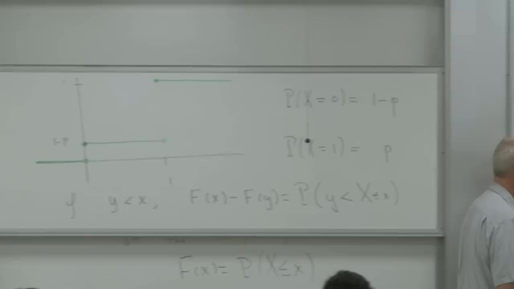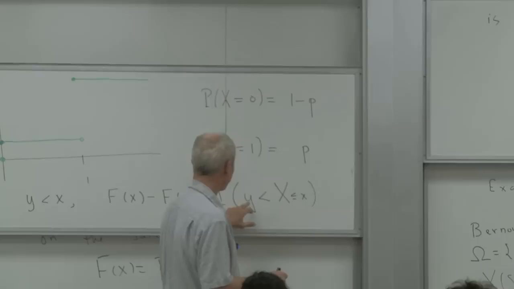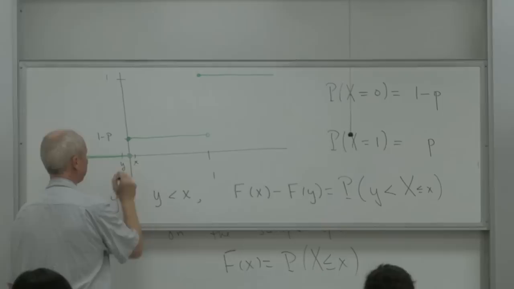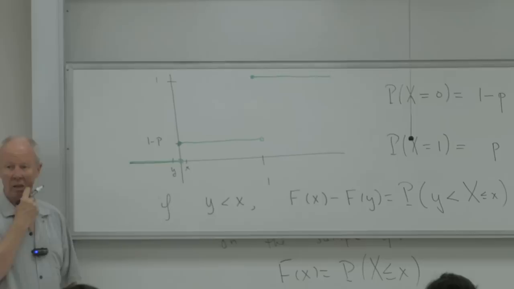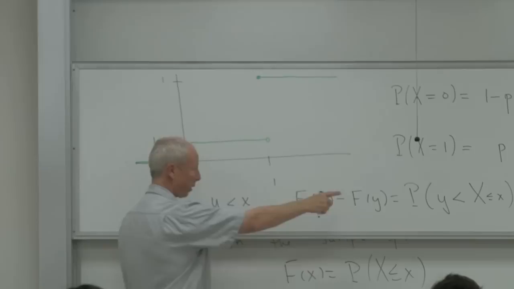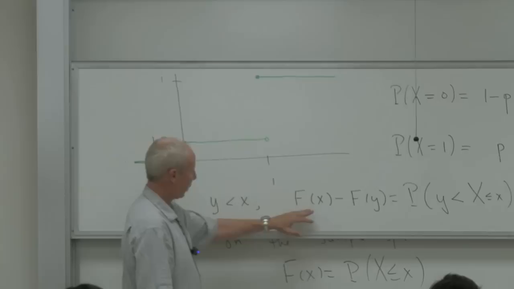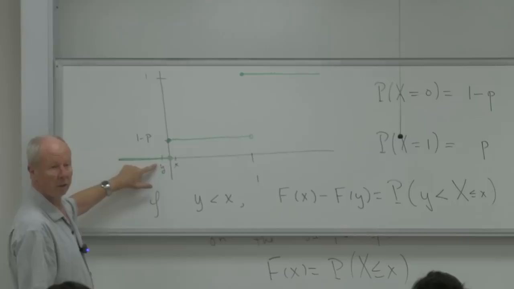Well, if I put some number here bigger than 0 and some number here less than 0, for example, if I draw a picture like this, what's this probability in this case? Well, it's f at x minus f of y. We did this on Friday. Okay. What's f at x? 1 minus p. What's f of y? It's 0. And does it matter how close x and y are to 0?